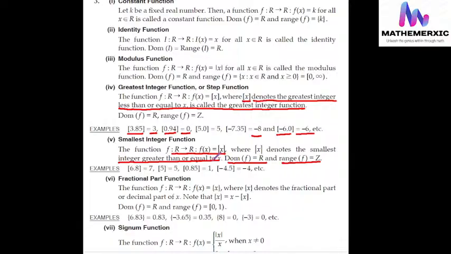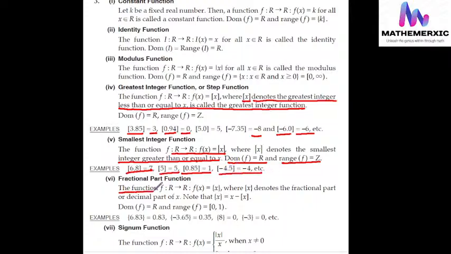In the case of the step function or greatest integer function, we go with the lower part, less than or equal to x. Here it is greater than, so it will go for 7 here.